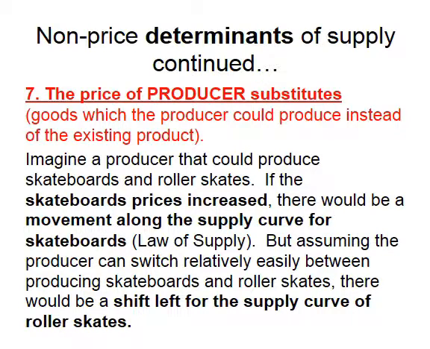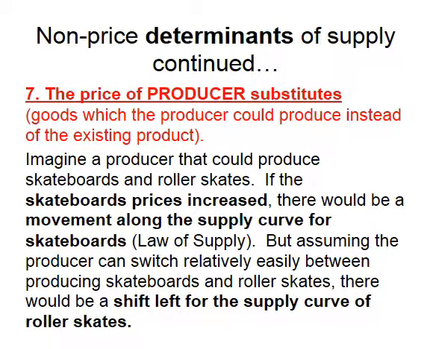Another non-price determinant of supply is the price of producer substitutes. So goods which the producer could produce instead of the existing product. Imagine a producer that could produce both skateboards and roller skates. It's very similar technology and the manufacturing is very similar. If the skateboard's price is increased, there would be movement along the supply curve for skateboards. Remember the law of supply. But assuming that the producer can switch relatively easily between skateboards and roller skates, there's going to be a shift left for the supply curve of roller skates.